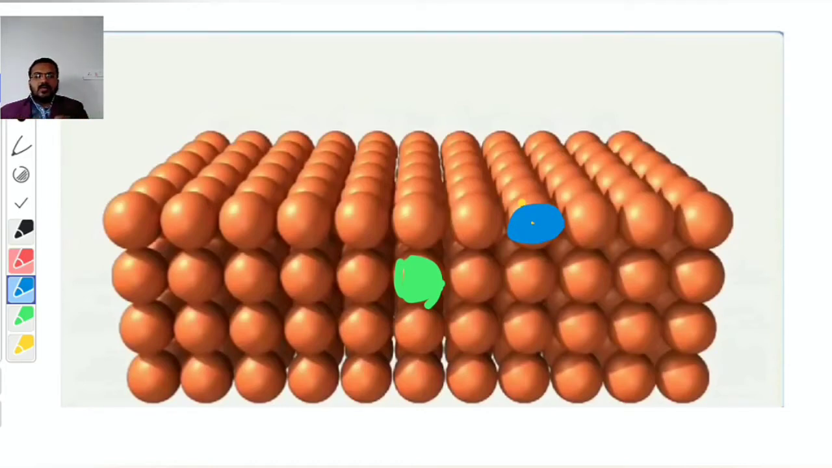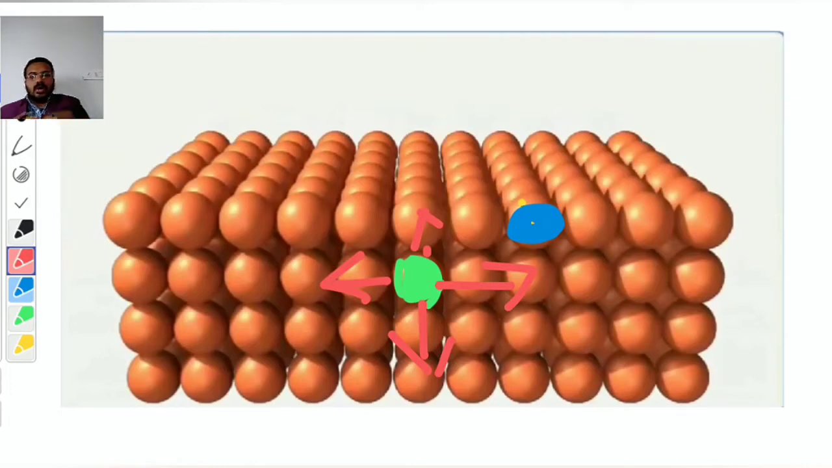The green color atom will experience attractive forces from atoms present everywhere around it. Everywhere around it, atoms are present. So it will be experiencing attractive force from molecules everywhere around it.